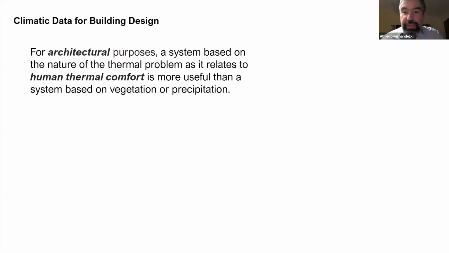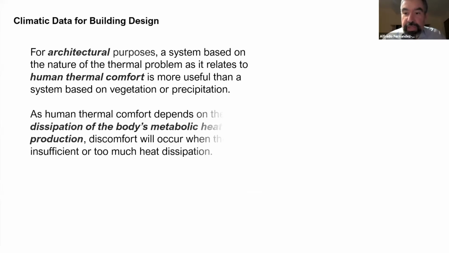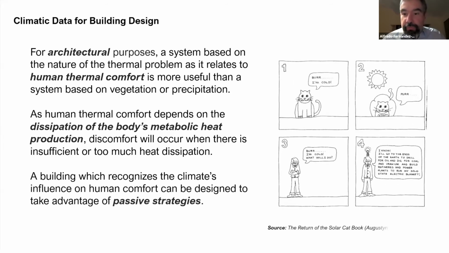For architectural design purposes, a climate classification that addresses the challenges that we face to deliver thermal comfort is really needed. And as human thermal comfort depends on the dissipation of the body's metabolic heat, discomfort will occur when there is insufficient or too much heat dissipation.